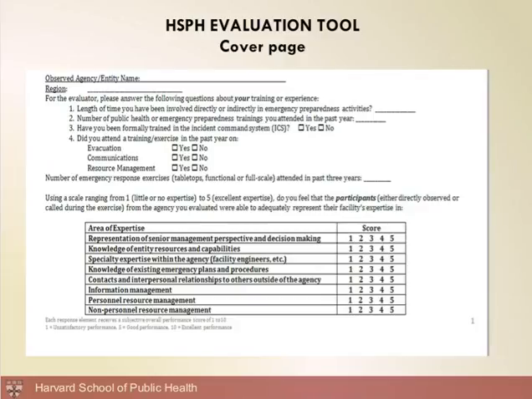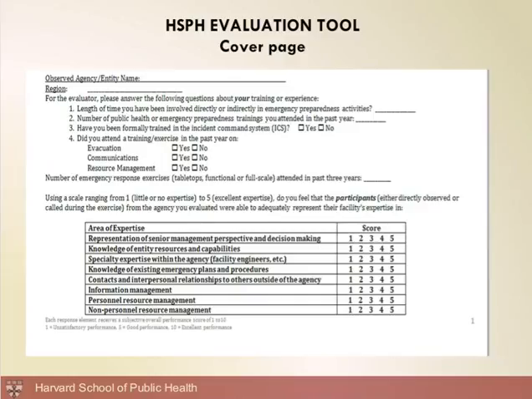In the second half of the page, we ask the evaluators to provide their own judgment on the expertise of the participants they're observing. A scale of 1 to 5 is used, where 1 equals little or no expertise and 5 equals excellent expertise.